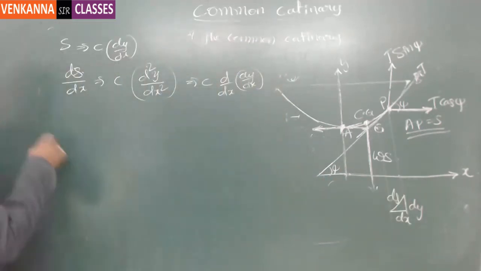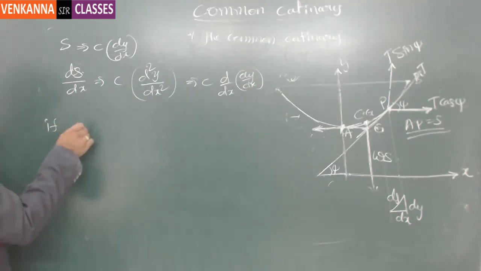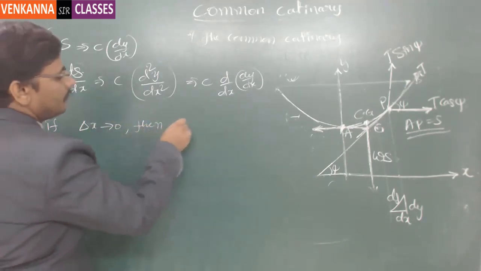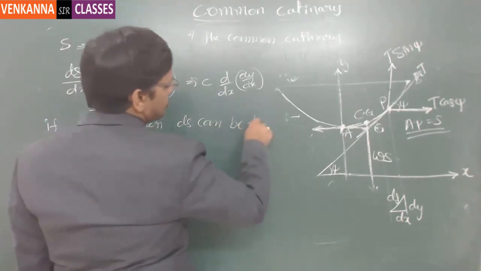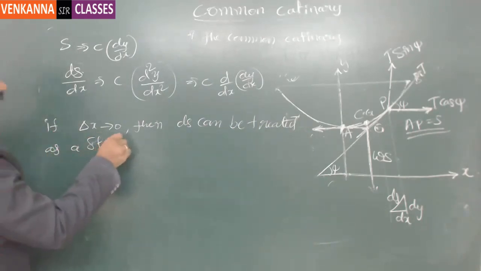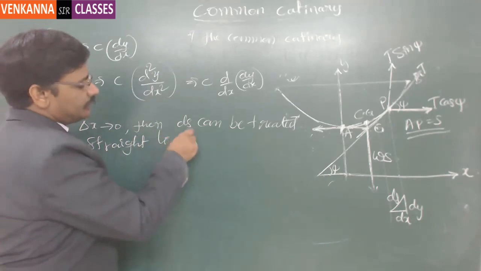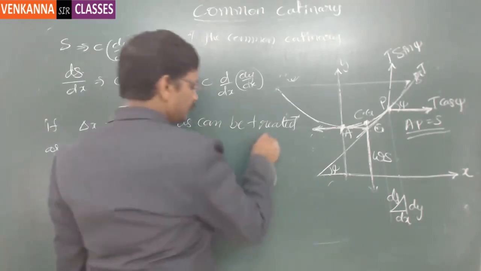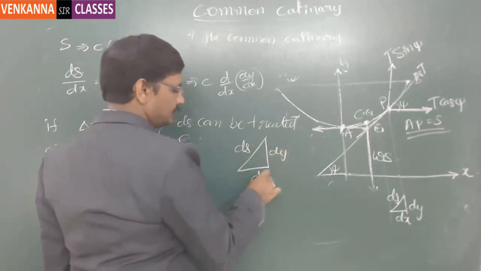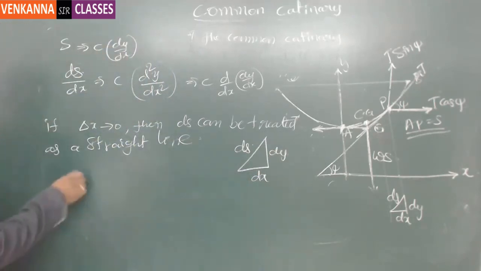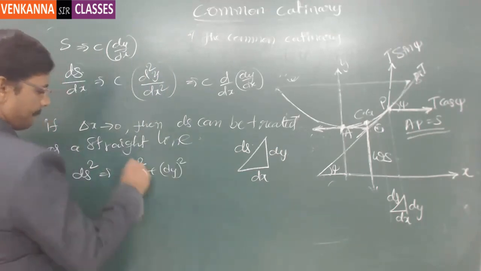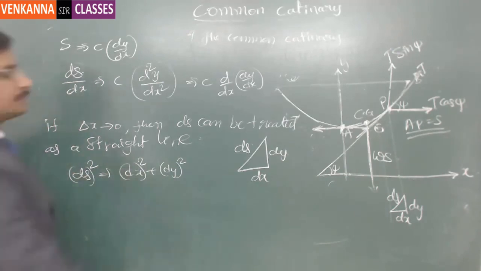So if delta dx tends to 0, then ds can be treated as a straight line. Now actually this triangle, I have enlarged. So this is ds, this is dy, and this is dx. So from there, ds square is equal to dx square plus dy square, as per Pythagoras theorem.